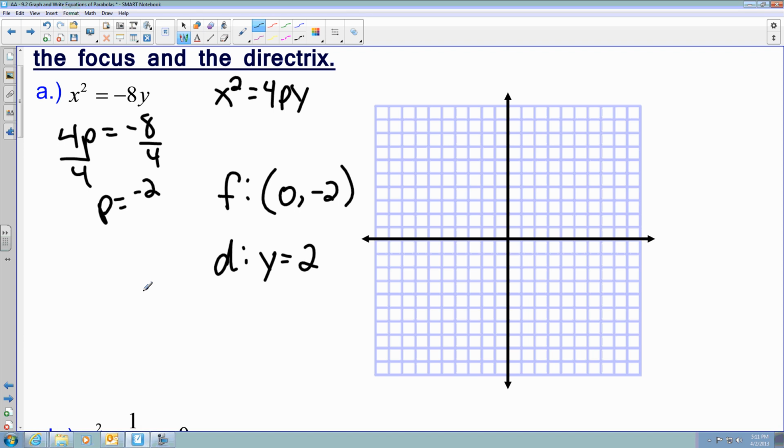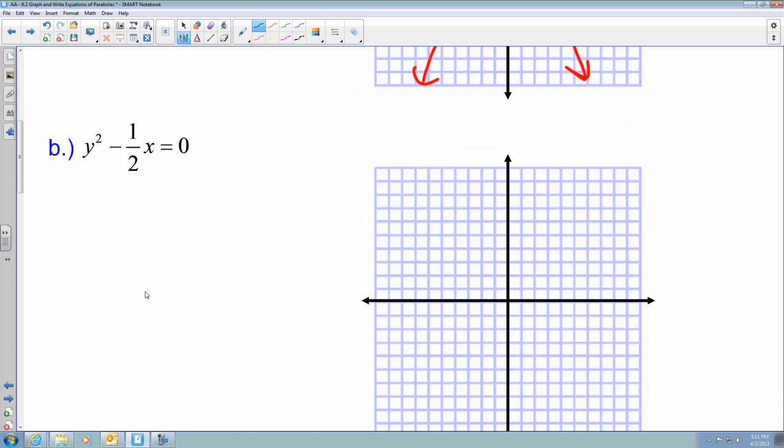So if I were to graph that, I'm going to go to 0, comma, negative 2 for the point of my focus, and then I'm going to go to y equals 2 for my directrix. And then it's going to look something like this. I'm not super concerned about the artwork of your parabola. I'm more concerned about the points that you have for your focus and directrix.